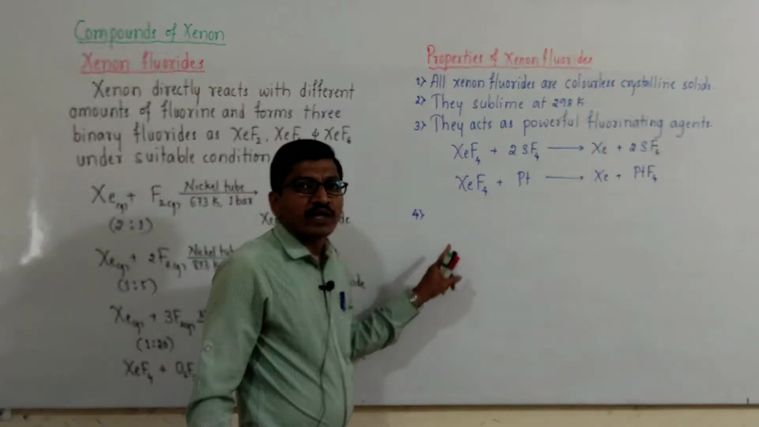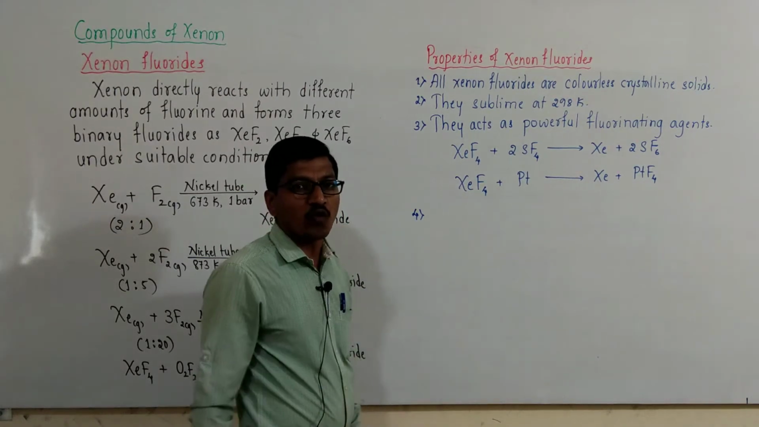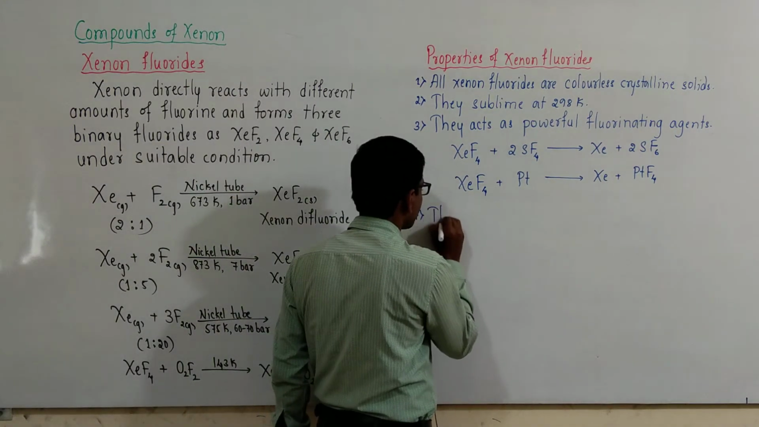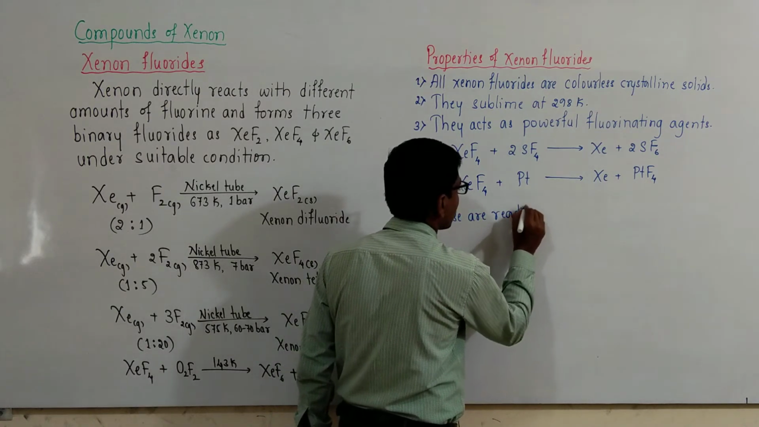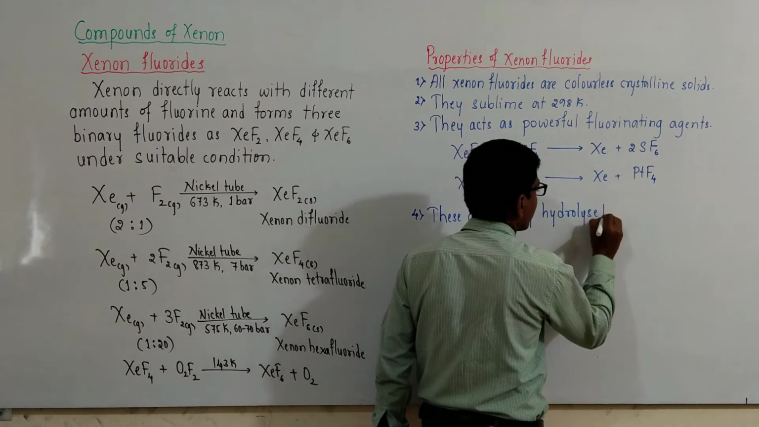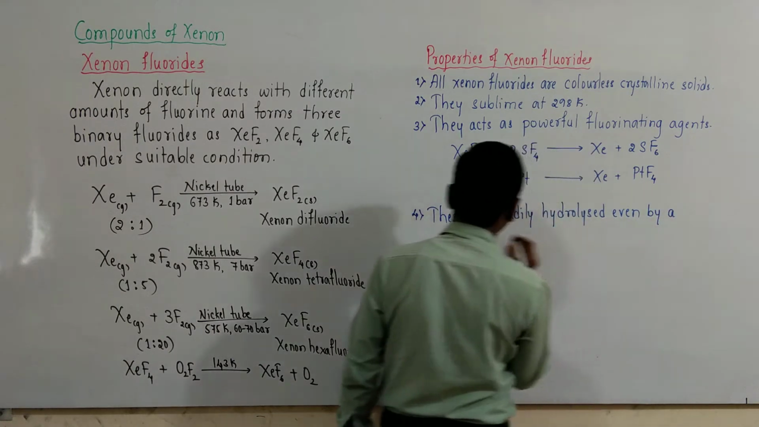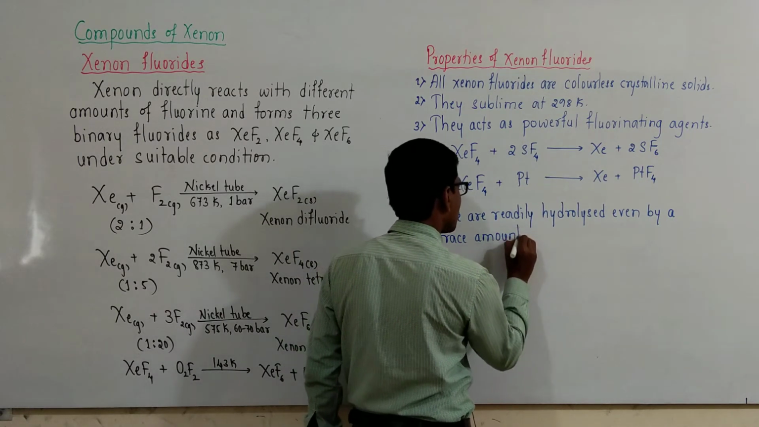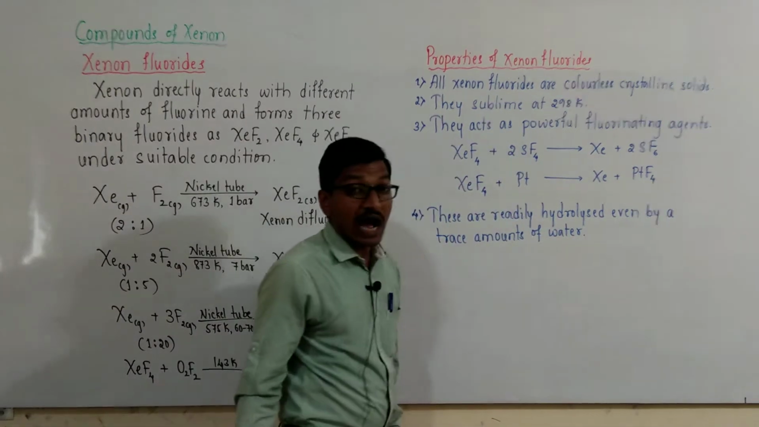Then fourth property of xenon fluorides is these are readily hydrolyzed even by a trace amount of water. Even if there is a little water, these are hydrolyzed.